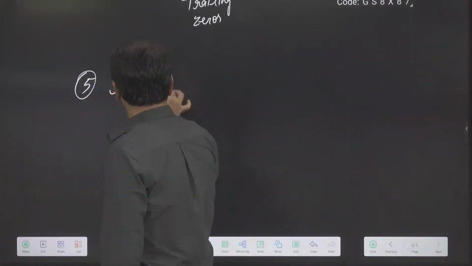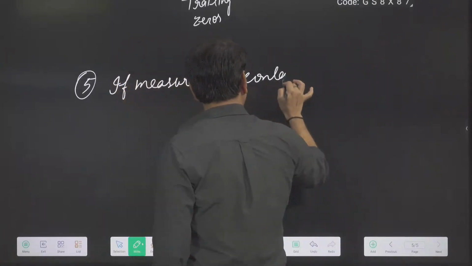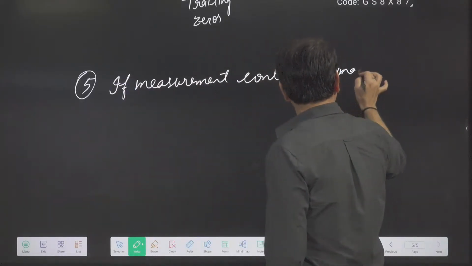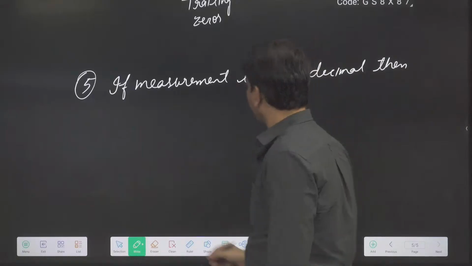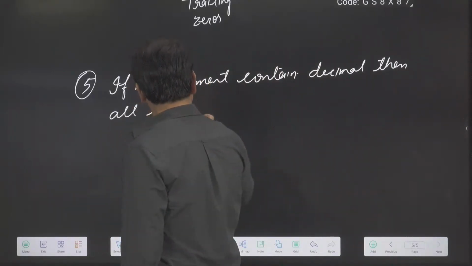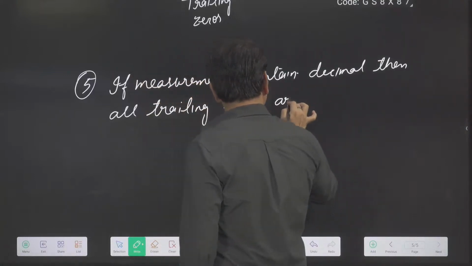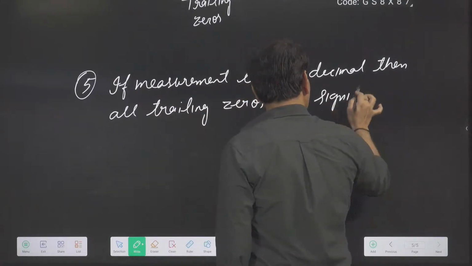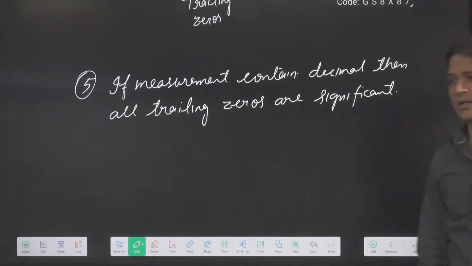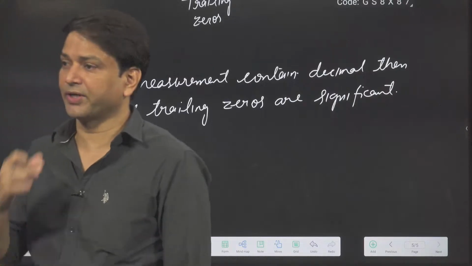If the measurement contains a decimal, then the trailing zeros will be significant.